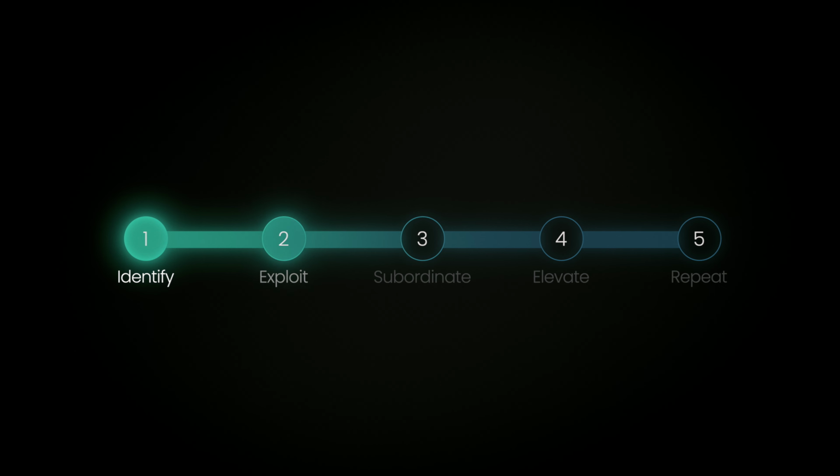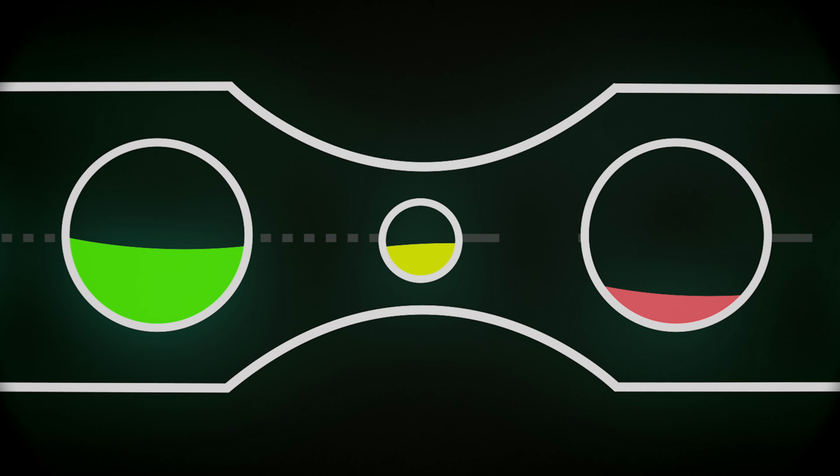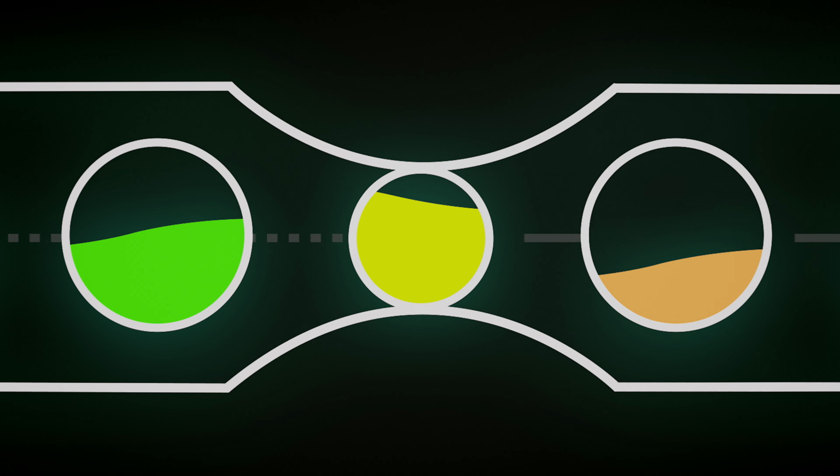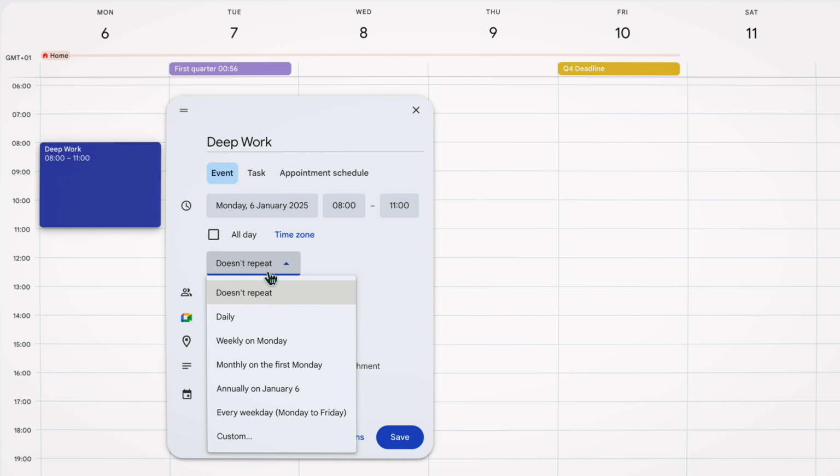Step 2, exploit the constraint. You want to make the most of its existing capacity so it operates as efficiently as possible before you invest a lot in expanding that capacity. In my case, this means making the most of my available energy for focused writing. I do that by scheduling my writing sessions during the time of day when I have the most energy.